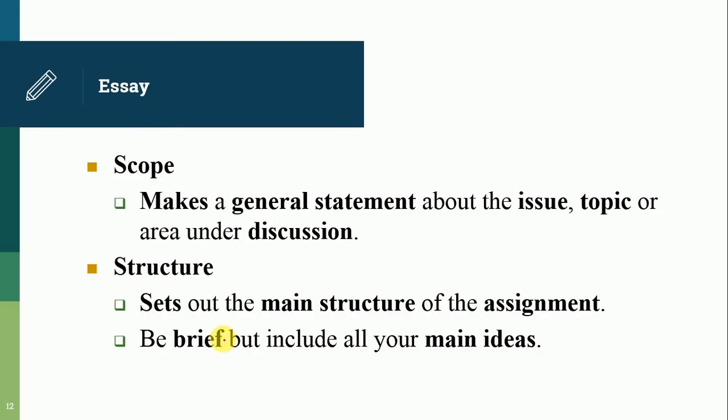Scope makes a general statement about the issue, topic, or area under discussion, like what will be discussed. As I said, it talks about the general issues and topic or area under discussion. Structure sets out the main structure of the assignment. It says how it will be written. Be brief, but include all your main ideas. In structure we have to be brief and include all the main ideas, while we follow the structure. How sets the main structure of the assignment and then briefly includes all the main ideas.